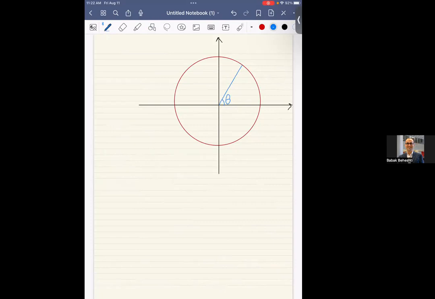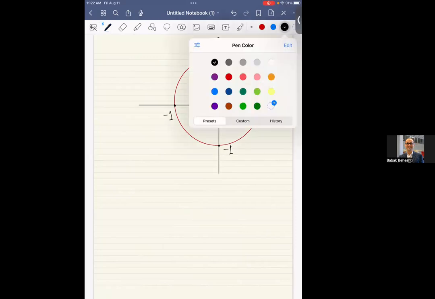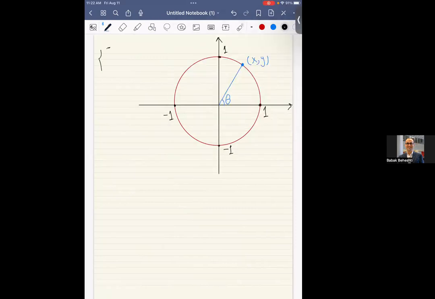Now, usually we have the unit circle. That means the radius is 1, okay? So you have a unit circle. If you have a point on the unit circle whose coordinates are x and y, recall that cosine theta equals x over r, which is equal to x, and sine theta equals y over r, which is equal to y.